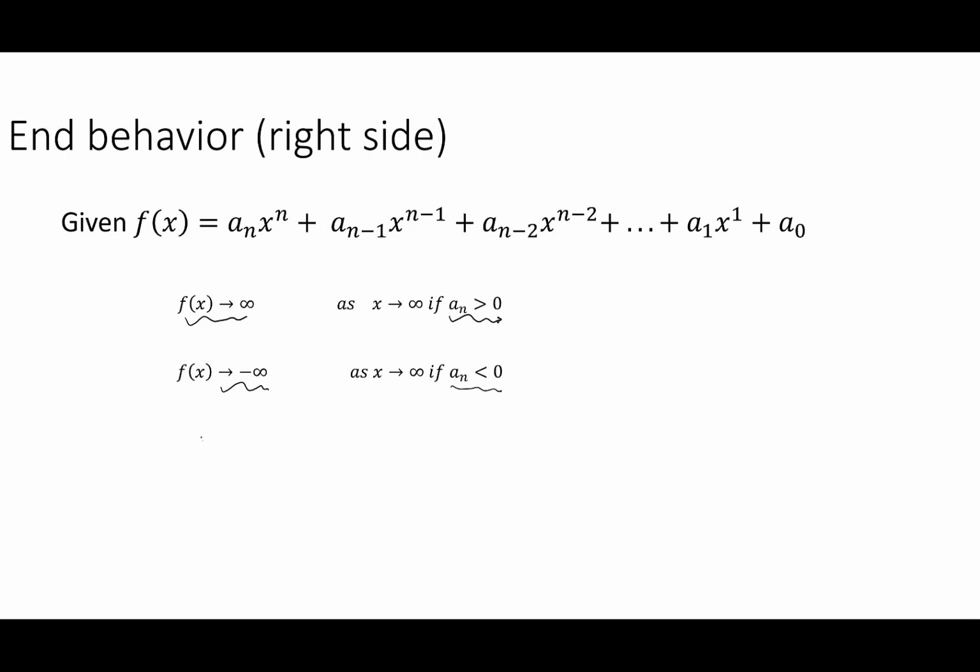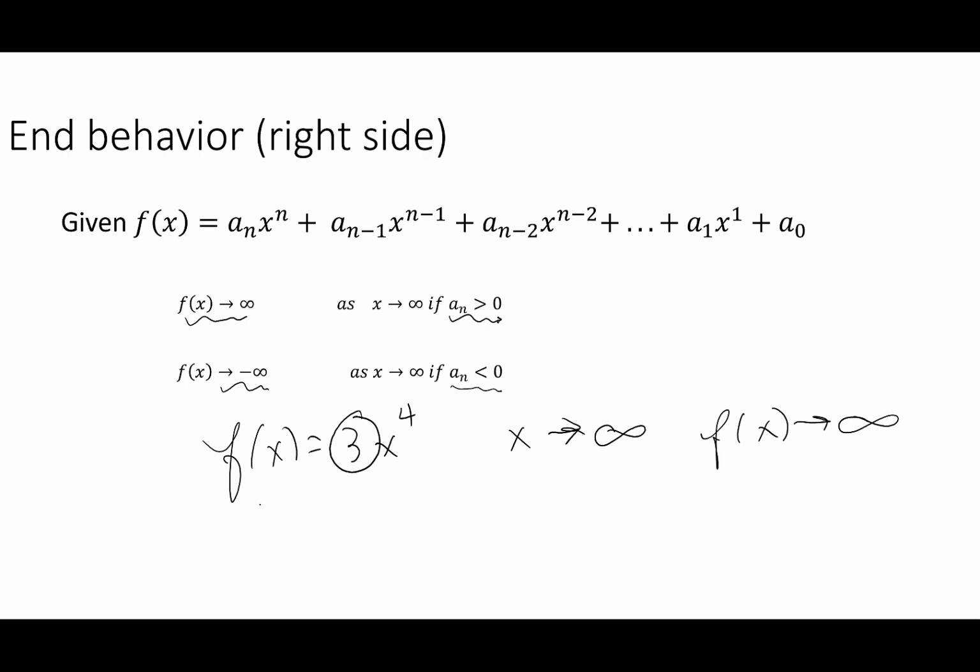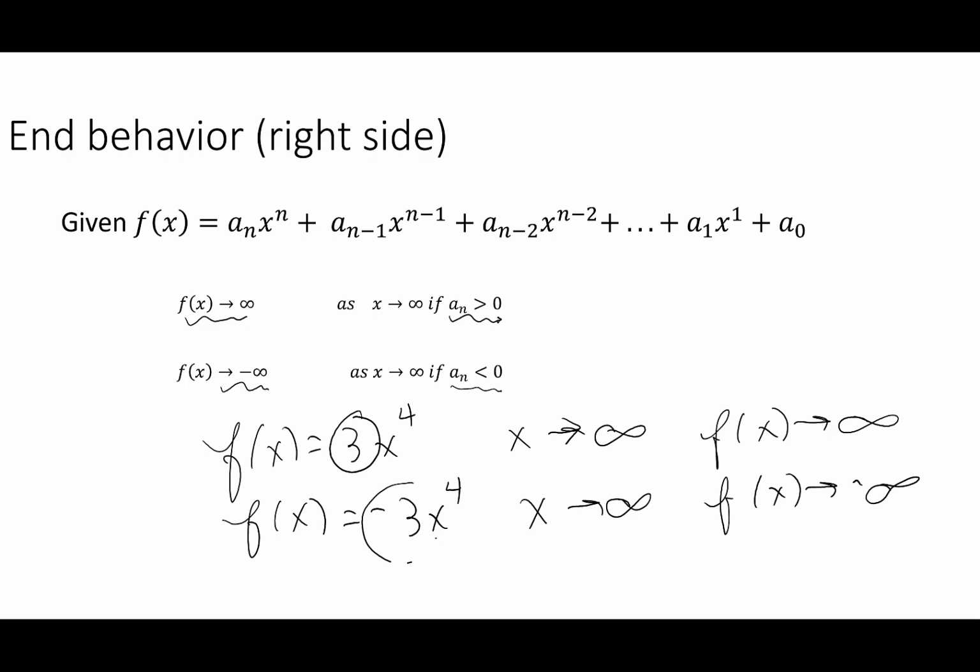So just whatever's in front, say I had f of x equals 3x to the fourth. 3 being positive says when x goes to infinity, f of x goes to infinity. But if I change that and I just make it f of x is negative 3x to the fourth, now when x goes to infinity, f of x will go to negative infinity. So the right side is completely determined by the sign of the leading coefficient.